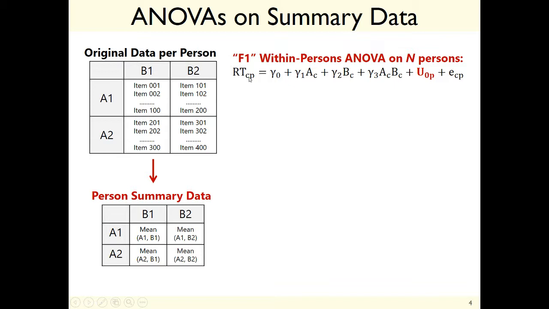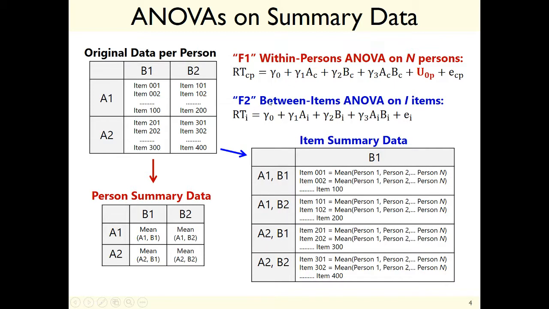So response time per condition per person would be an intercept, main effects of A and B, and their interaction. Here's my random intercept, because that's what repeated measures ANOVA does, the univariate version. Another way to think about it, though, is if you're interested in the effects of the words, you aggregate over the people.